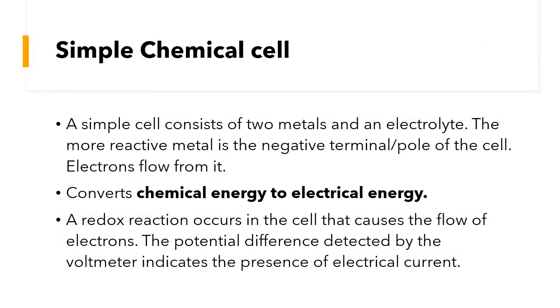What is a chemical cell? A chemical cell consists of two metals and an electrolyte. The more reactive metal is the negative terminal. Electrons flow from it. What is the energy change in the chemical cell? A chemical cell converts chemical energy to electrical energy. Overall, a redox reaction occurs in the cell that causes the flow of electrons. The potential difference detected by the voltmeter indicates the presence of electrical current.